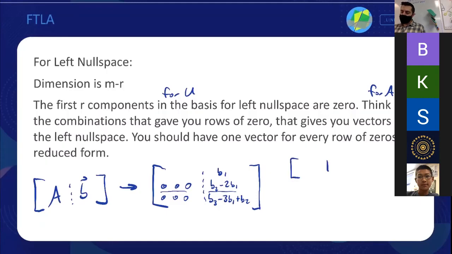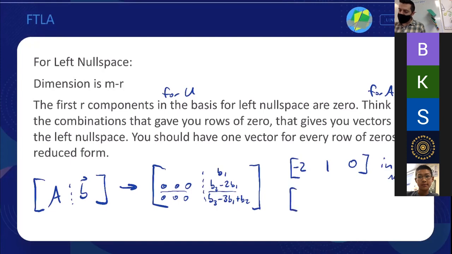1B2, negative 2B1, and 0B3. B3 had nothing to do with that one. This is in the left null space. Okay, that's the combination that gave me a row of zeros. It's taking 1 of row 2 minus 2 of row 1. So in the first spot, I'll put the minus 2 that I want to multiply by the first row. In the second spot, I'll put the 1 that I want to multiply by row 2. In the third spot, I'll put a 0. And I know that when I added 1 row 2 to negative 2 row 1, I got 0.